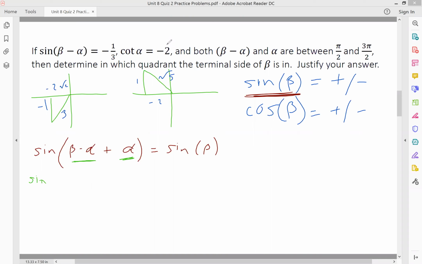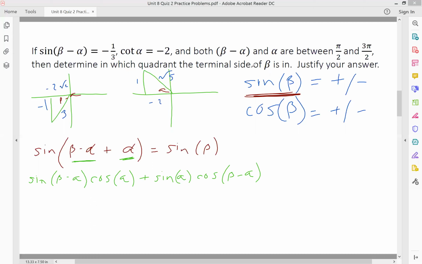All right, so that gives me sine of beta minus alpha cosine of alpha plus sine of alpha cosine of beta minus alpha. And we're going to fill those values in. So using those triangles above is how we're going to figure out these numbers. Remember, this first triangle is beta minus alpha, and the second one is alpha.